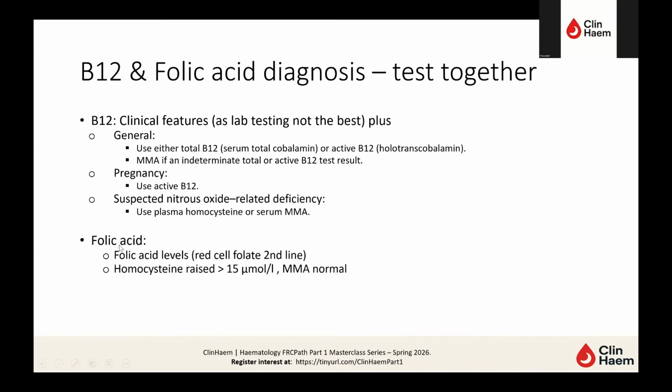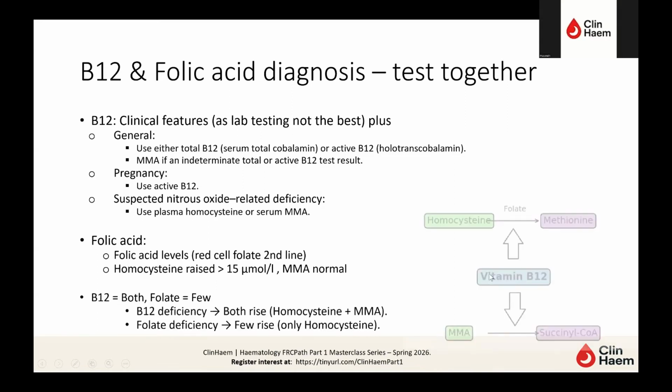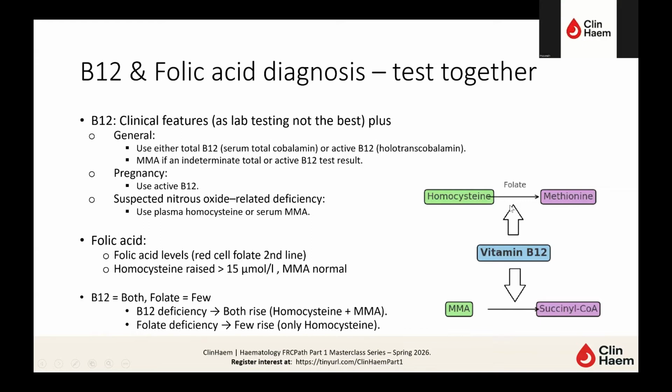And folic acid will only give you raised homocysteine levels, but MMA levels are normal. Now, you will not remember this until spring, but just to mention, this is how it works. Homocysteine goes to methionine, MMA goes to succinyl-CoA. B12 is required for both of these steps. Folate is just required for this step.